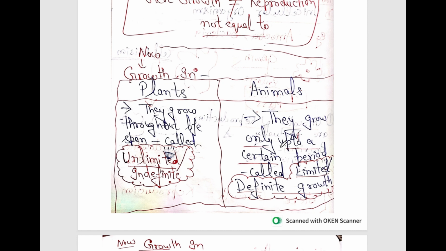Also, growth is of two types: unlimited or limited growth. Growth which occurs continuously throughout the lifespan is called unlimited growth. It occurs in plants, not in animals. The growth which occurs only up to a certain age is called limited growth, which occurs in animals. However, cell division continues in certain tissues to replace the lost cells.